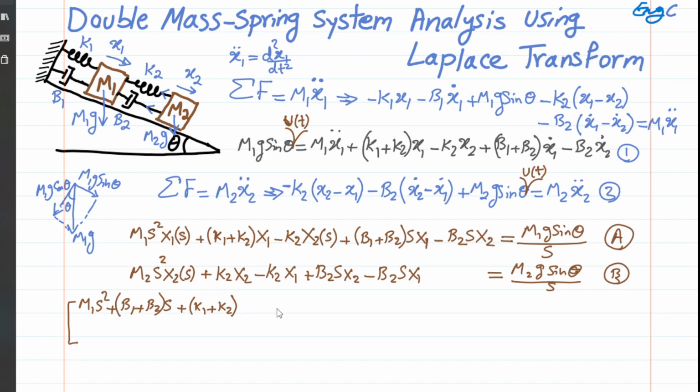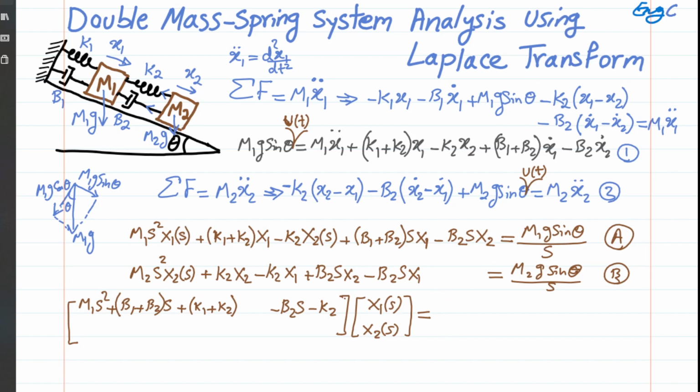For the other one, we have b. Okay, got it. We have negative b2 s, and then we have negative k2. That's it. And imagine I write it this way, but imagine this is multiplying a vector that contains x1 as a function of s and x2 as a function of s, and that's it. The outcome is equal to the right hand side, which is m1g, and you know what?